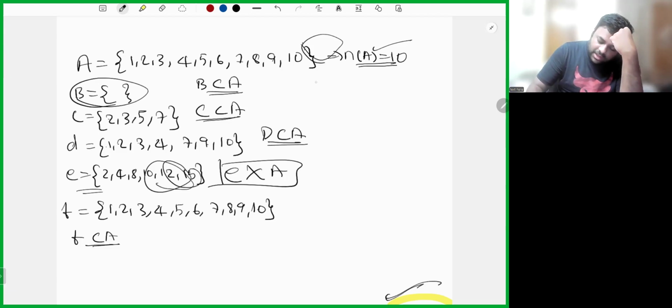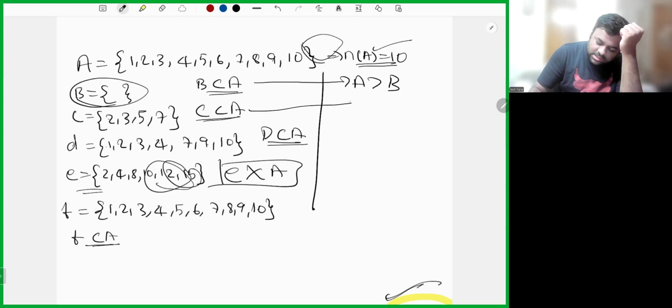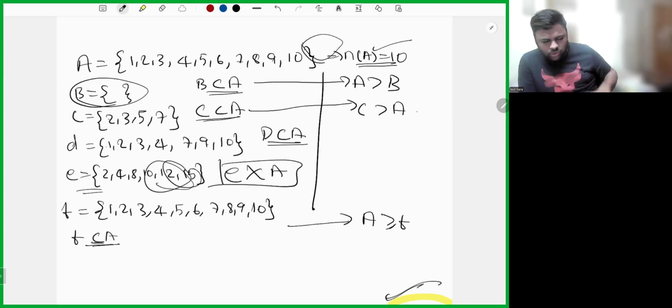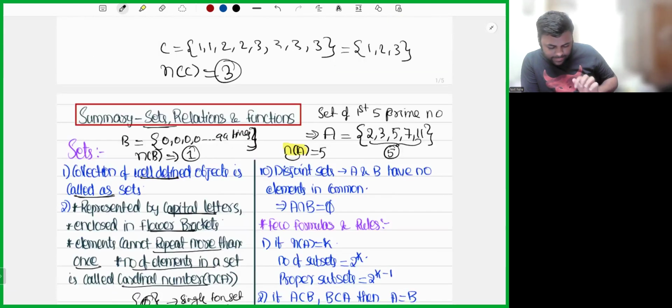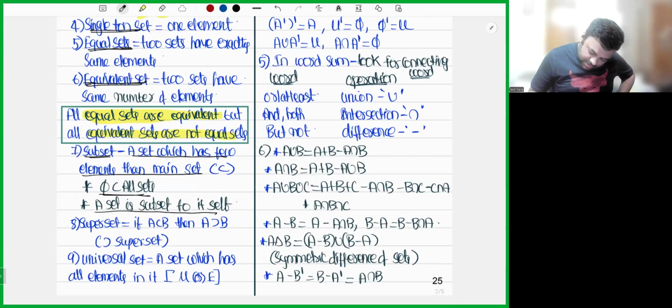When you are telling B is a subset of A, then A will be a superset of B. C is a subset of A, so A is a superset of C. F is a subset of A, so A is a superset of F. You can also say subset and equal to, superset and equal to. That's also fine, there's no issue. Once the subset condition is satisfied, obviously the reverse of that will be superset.